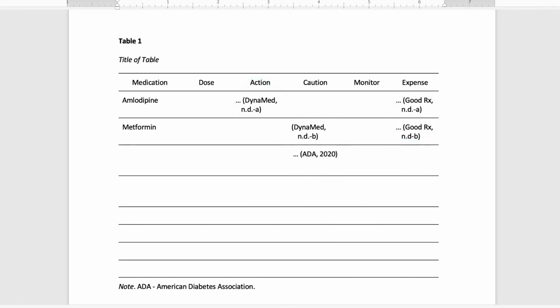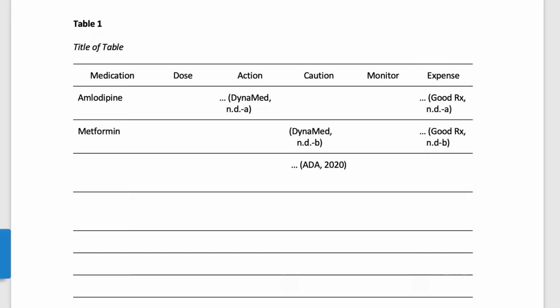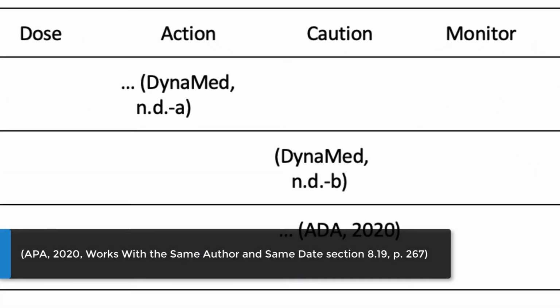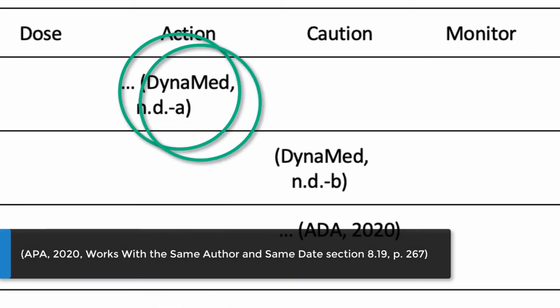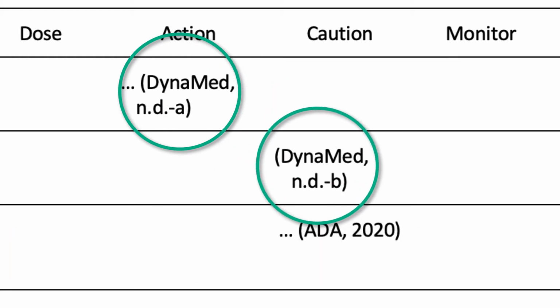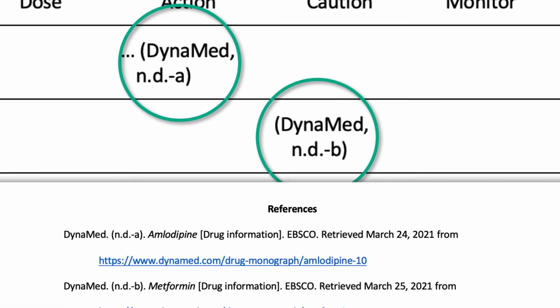form possible. Now, in something like a drug analysis, you might have multiple sources with the same author and date. If your authors and dates are identical, use letters in alphabetical order starting with A after the publication date. If you don't have a publication date, add a hyphen after the initials ND, as seen in the third example on page 267. And remember to use the same lettering for the corresponding references.